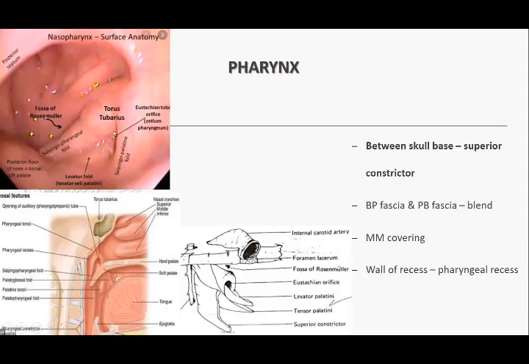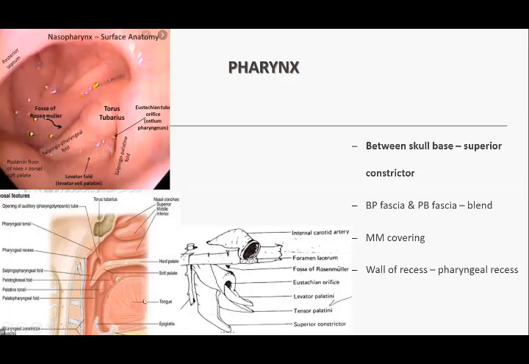Just wanted to show you an enlarged view of the eustachian tube. Here, this is the opening of the eustachian tube. This is your tubal tonsil, also called the torus tubarius. And this is the salpingopharyngeal fold. Now I will repeat this here.